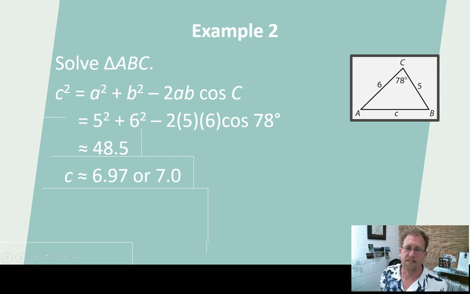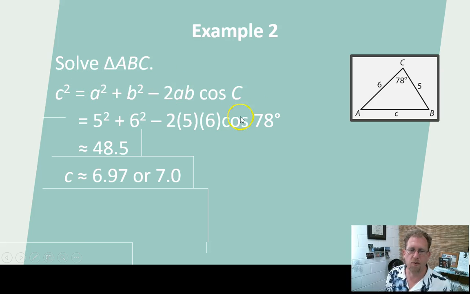Let's solve triangle ABC. I know one side, I know one angle, and I know two sides. So here I have a perfect situation to use the law of cosines. And first I'm going to discover what is the value of c here. So c squared equals a squared plus b squared minus 2ab cosine c.